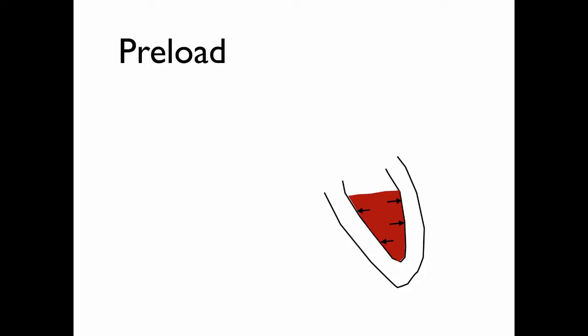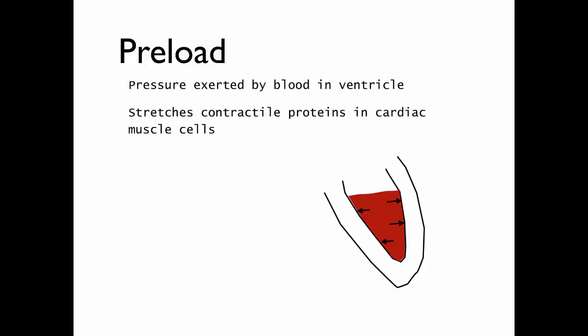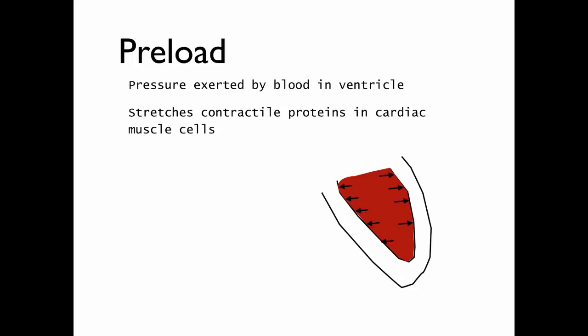This blood exerts a pressure on the ventricle walls. We refer to this as preload. So preload is the pressure exerted by blood in the ventricle. This pressure will stretch the contractile proteins in cardiac muscle cells. If we have more blood, there'll be a greater pressure, that is, a greater preload. As you can see here, the greater blood volume stretches the ventricle, so that we can say a greater end diastolic volume will result in a greater preload.